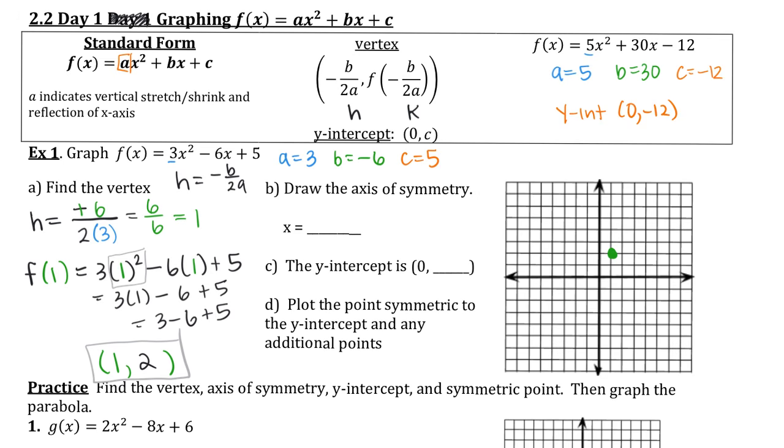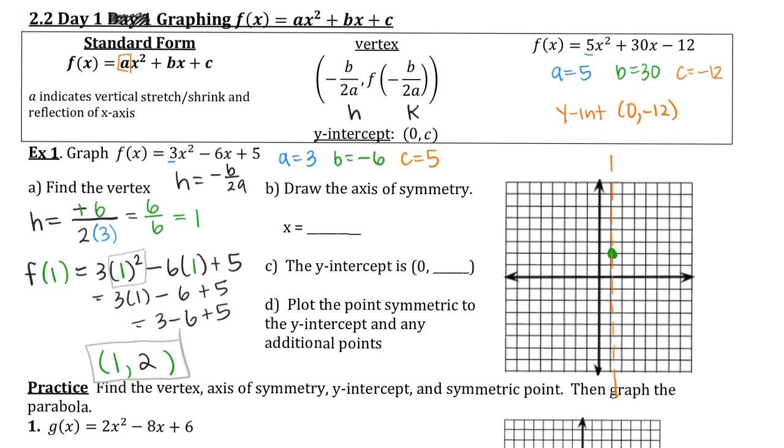Okay, now this is the vertex. My a value is positive, so it's going to open in the upwards direction. I'm okay with that. I'm going to go ahead and draw the axis of symmetry. The axis of symmetry divides the graph in half. I don't have a parabola yet, but the vertex is the middle of the parabola, and it's a vertical line.